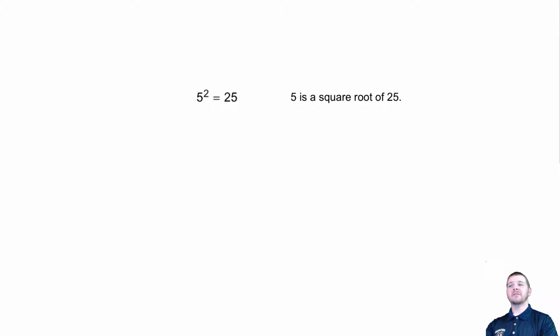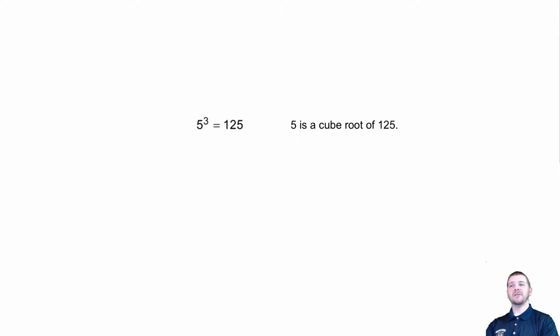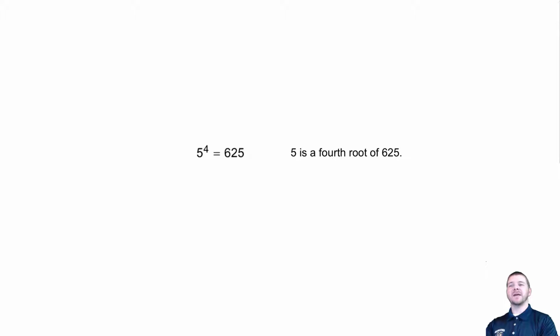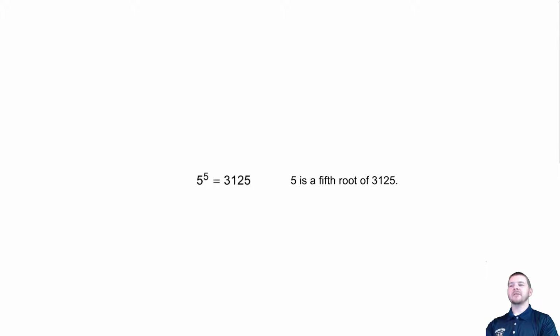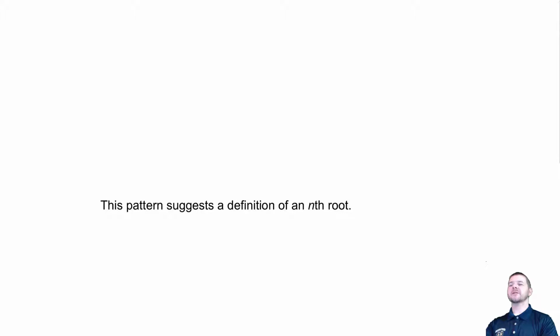5 squared equals 25 indicates that 5 is a square root of 25. 5 cubed equals 125 indicates that 5 is a cube root of 125. 5 to the 4th power is 625, indicating that 5 is a 4th root of 625. And 5 to the 5th power is 3,125, indicating that 5 is a 5th root of 3,125. This pattern suggests a definition of an nth root.